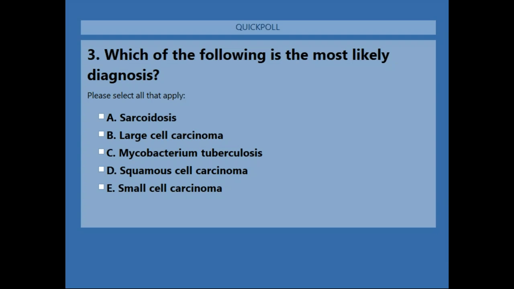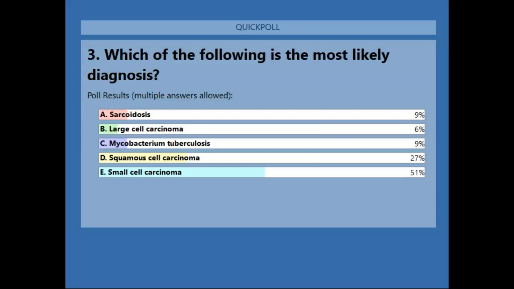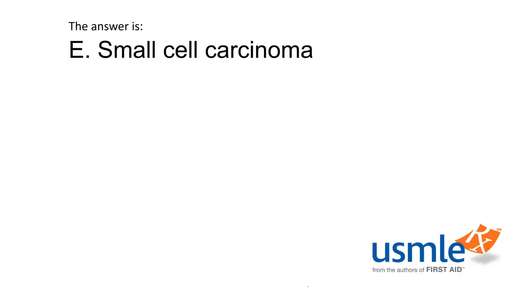All right, share the results. Half of you folks are saying small cell carcinoma, so that's the majority. But a fair number of folks are also thinking about squamous cell carcinoma, and a small scattering is thinking sarcoidosis and TB. So let's get back to the presentation. I'll drop the poll, and let's go to the answer. And the answer is small cell carcinoma. So the crowd has it. Let's go back to our case.